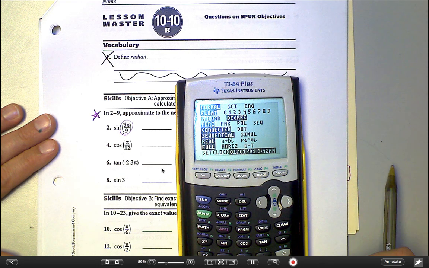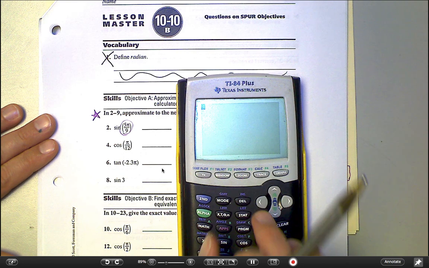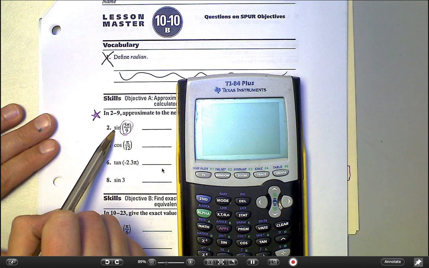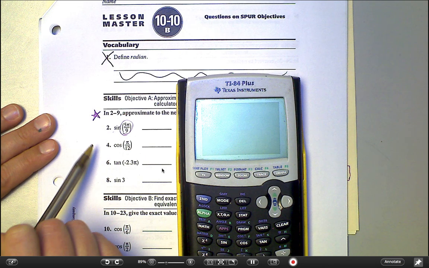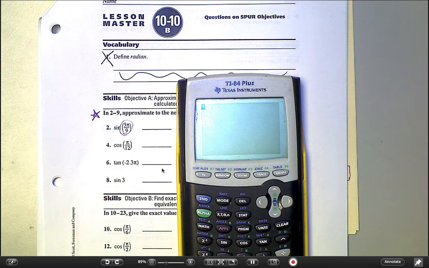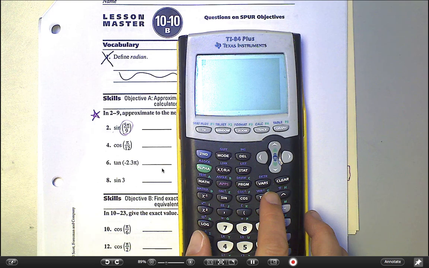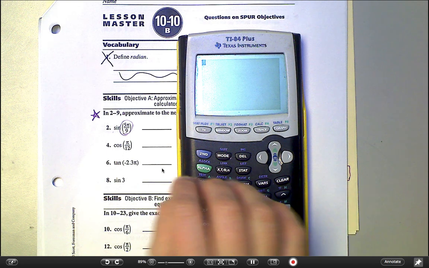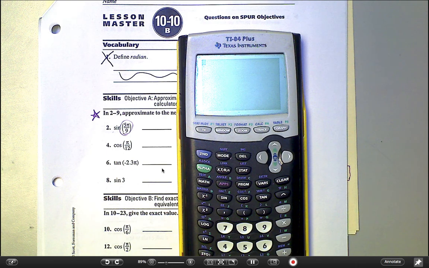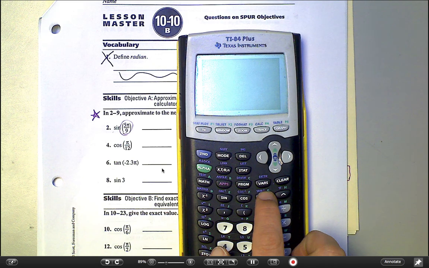Now, why didn't that matter for what we were just doing? Well, because we weren't doing anything with actual trig, right? We weren't doing sine, cosine, tangent. This only matters if you're actually physically pushing the sine, cosine, or tangent button on your calculator. Anything else you're doing numerically, the mode won't matter. It's just when you use these buttons, okay?